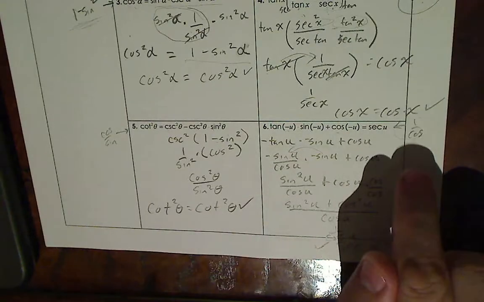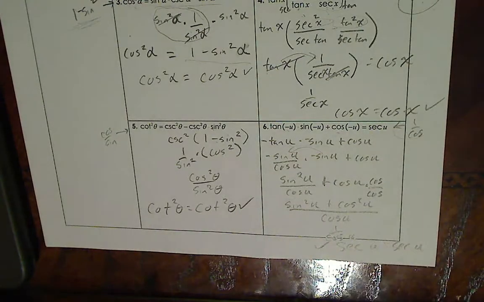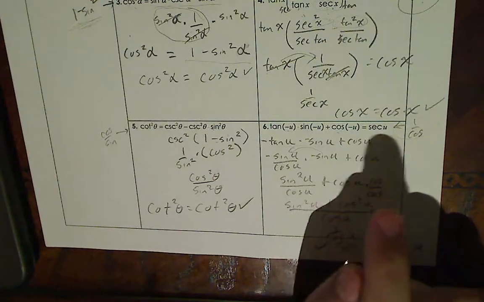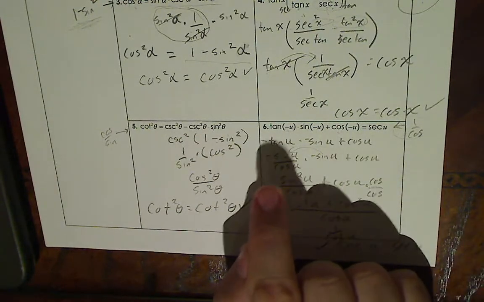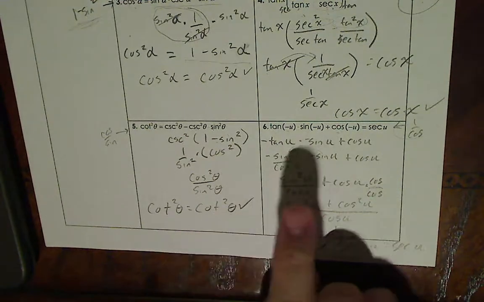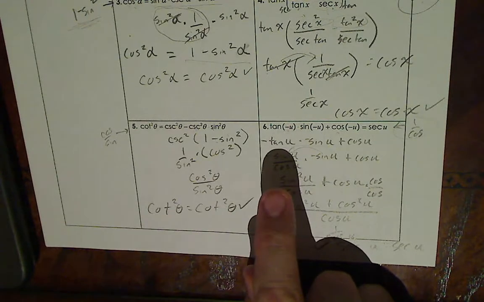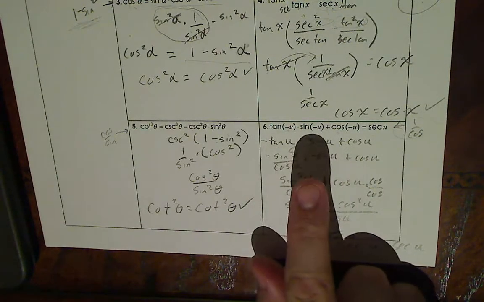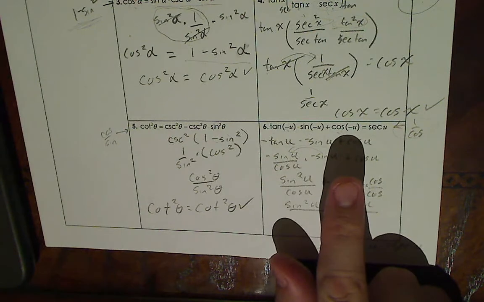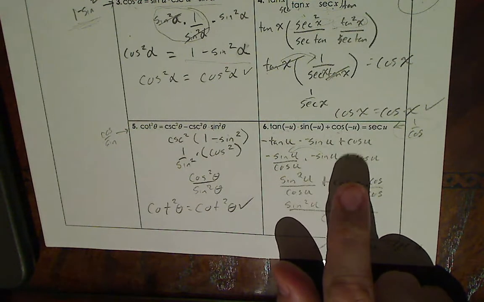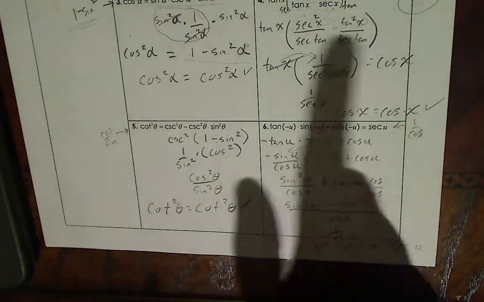Here, I knew that secant was 1 over cosine, so I had to figure out a way to get there using that. First of all, I noticed that I have these even and odd functions here. So I turned tangent of a negative angle into a negative tangent of the angle. Same thing with the sine. And then the cosecant, because it's an even function, became a cosecant of the angle itself.